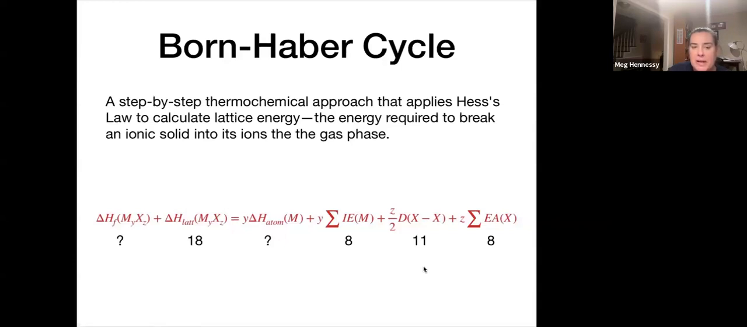One of the things I wanted to point out to you is where things are located in the data booklet. And so the numbers underneath are where you would find lattice enthalpies in the data booklet. They're in section 18. Where you would find ionization energies, they're in section 8. Where you would find bond dissociation enthalpies, section 11, and where you would find electron affinities, section 8. Both the enthalpy of atomization and the enthalpy of formation of an ionic salt are not in the data booklet. They either are what's being asked in the question or they're in the question statement itself.